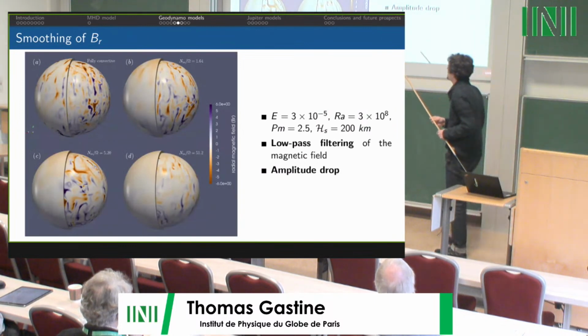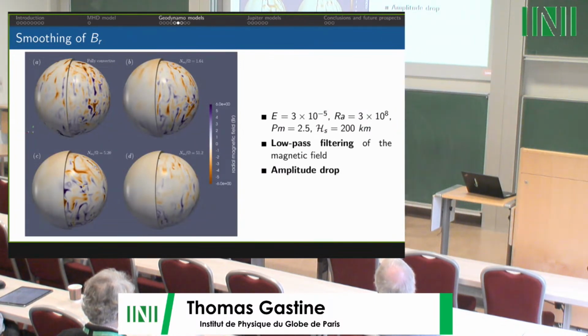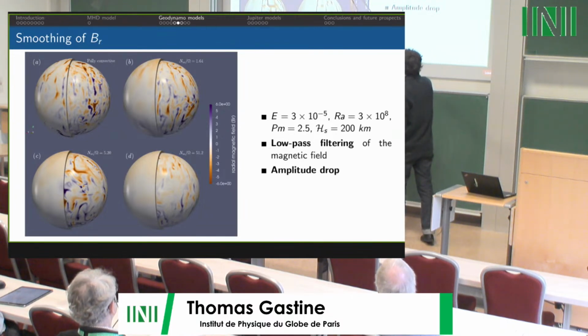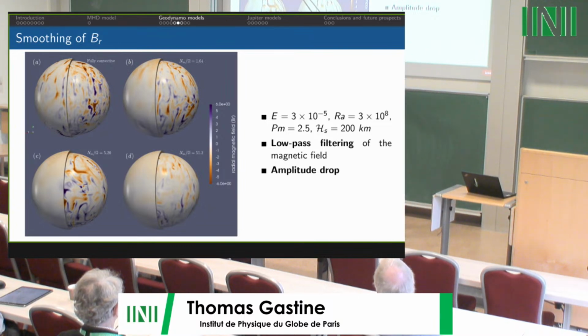Practically, it means that you expect that the magnetic field will be smoothed a lot by this stable layer. And to show that, I selected 4 cases with increasing degree of stratification. Each time it's a 200 kilometer thick stable layer. You have the radial component at the CMB and just at the top of the convective region.